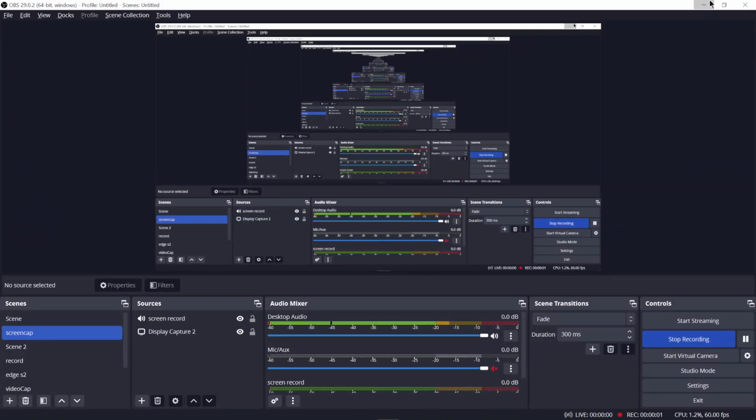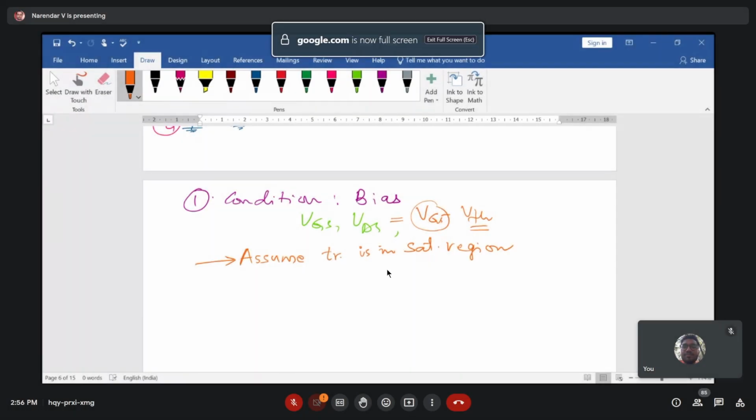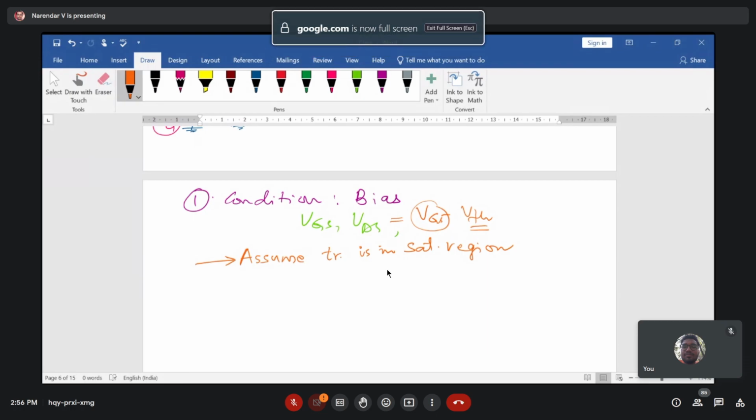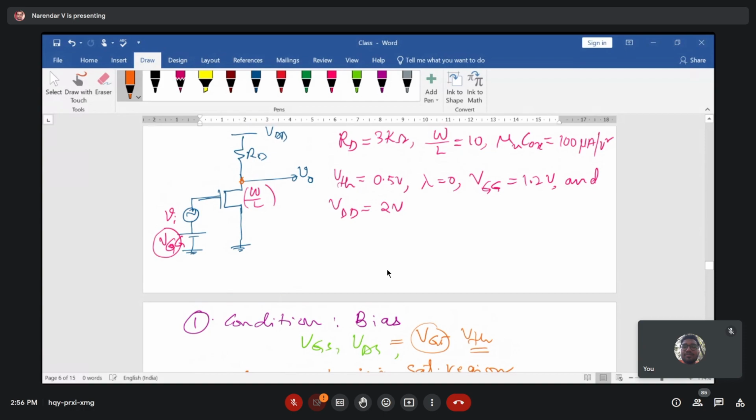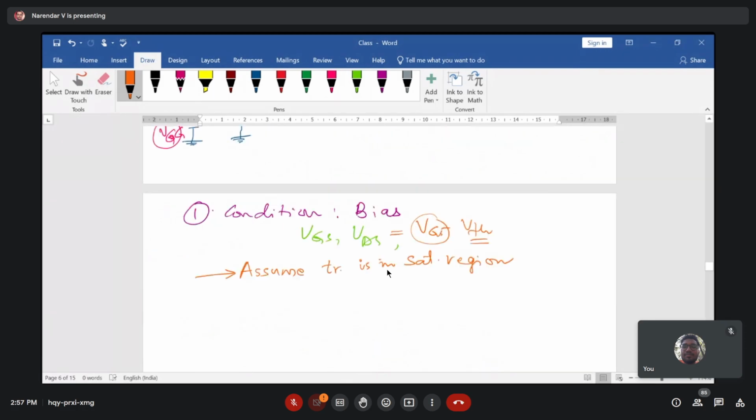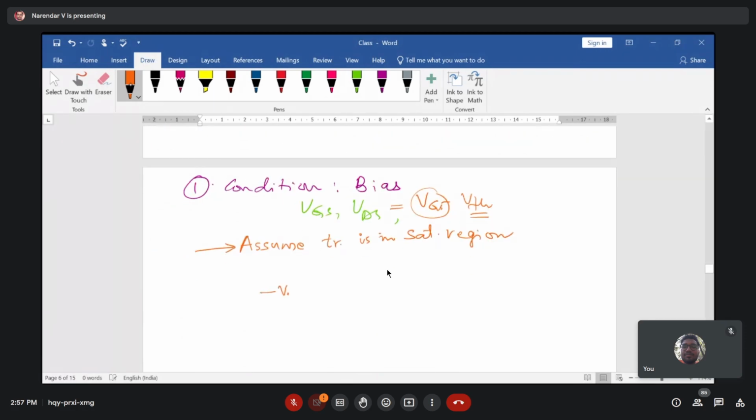So before that, just calculate the value of VDS from this plot. From this figure, you will get the VDS value, which is equal to V naught. So this is your VDS, which is equal to V naught. When you apply a KVL into this loop, what you are going to get is minus VDD plus ID into RD plus V naught is equivalent to 0, right?